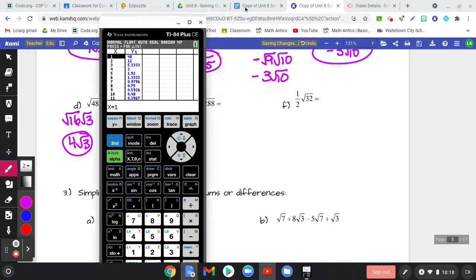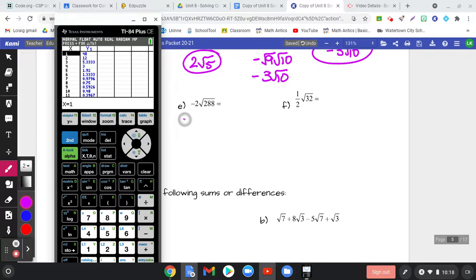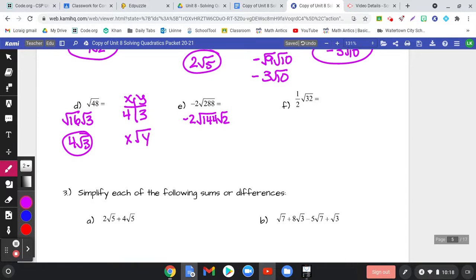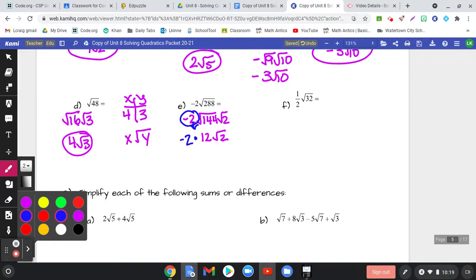All right. On the next one, we'll bring the negative 2 down. I see 144 right off the bat, 144 times 2. But again, you might not recognize that. You might not know 144 is a perfect square. So we can use our calculator. The square root of 144 is 12, so we have 12 radical 2. And then we just got to bring this negative 2 down, and anything outside gets multiplied, negative 24 radical 2.